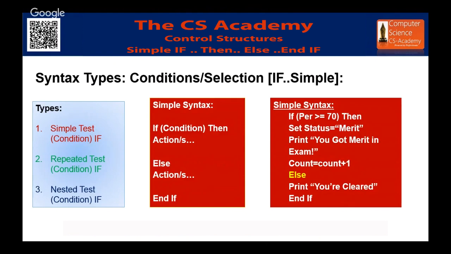Now you can see if you fall in this category, greater than or equal to 70, then you have seen that I have written set status equals to merit. That means merit will be assigned to this person who has secured 70% marks, greater than or equal to 70% marks. And you will see the comments or remarks in the form of a print statement: you got merit in exam.